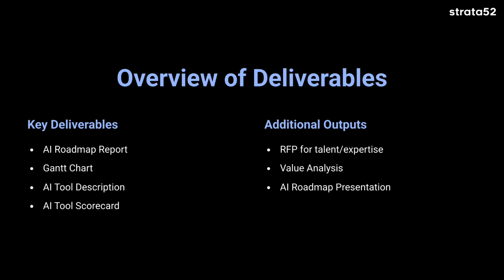The value analysis is effectively a deeper look at the ROI estimates, the projected cost savings, or the revenue gains associated with each solution. So you'll have the roadmap that's broken down into a Gantt chart, AI tool description, AI tool scorecard, RFP, and value analysis. The description, scorecard, RFP, and value analysis will be done for each opportunity.